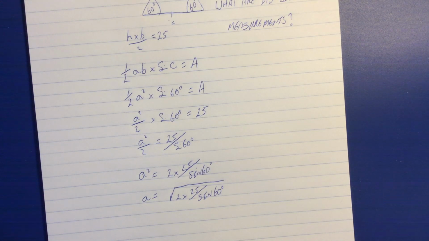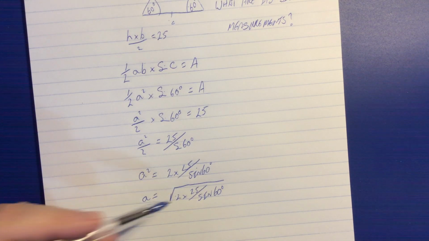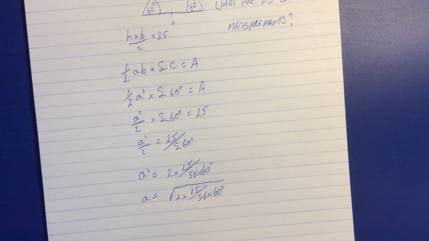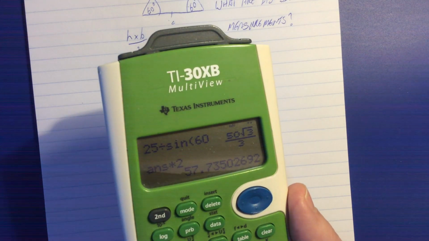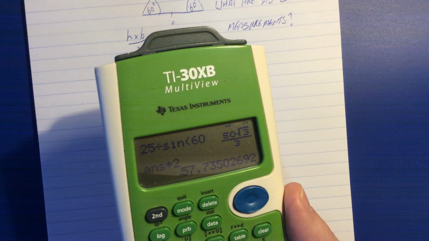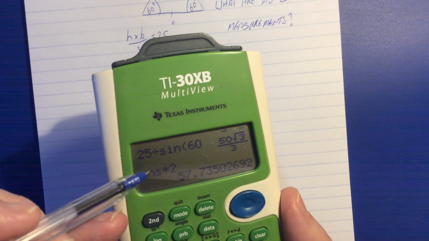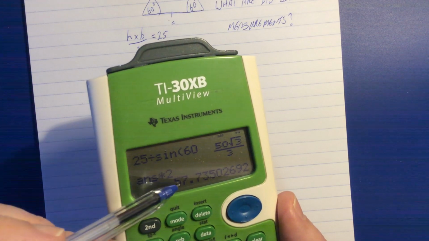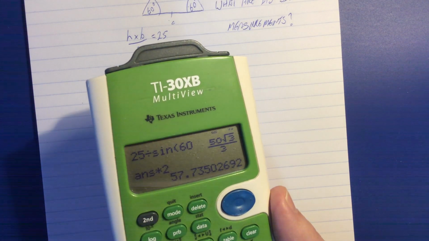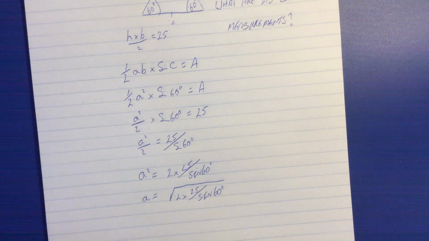I'm going to multiply that by 2 here. So times 2. That's going to give me 100 root 3 over 3, I assume. Oh, nice. I've got myself a decimal. We're in business. So you can see there it's 25 divided by the sine of 60, gave me that expression. When I multiplied it by 2, I got this number. No picking what this calculator will do.